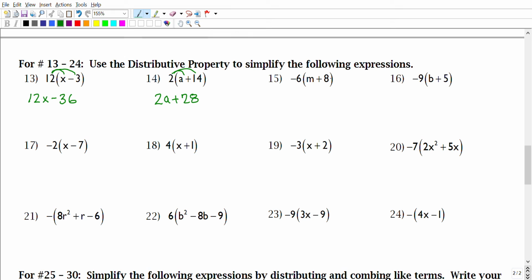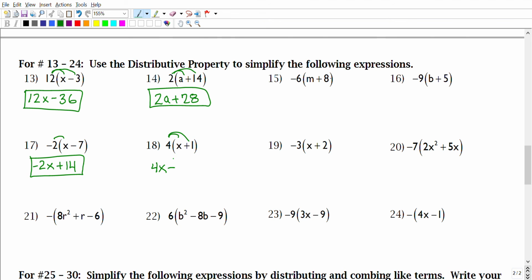So let's actually skip to number 17. Distribute that. -2 times x is a -2x. -2 times -7. Negative times a negative means it's a positive. All right, let me just make sure I circle these to show that those are our final answers. Number 18, distribute the 4. So 4 times x is just 4x. 4 times 1 is a positive 4.